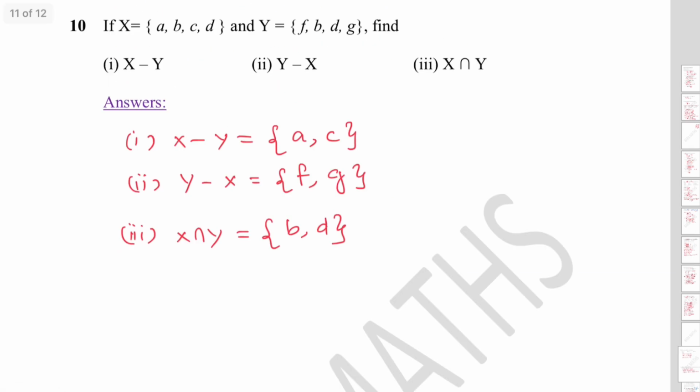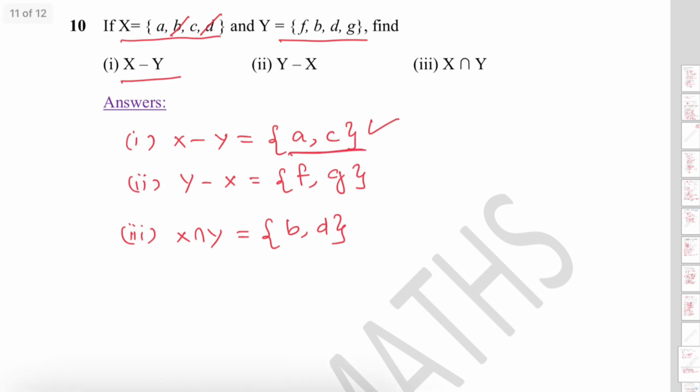Then question number 10. Set X is A, B, C, D, and set Y is F, B, D, G. So find X minus Y. That means set of elements of X which are not in Y. So B is in Y, can cancel that. D is in Y, therefore the remaining elements are A and C. So that is X minus Y.